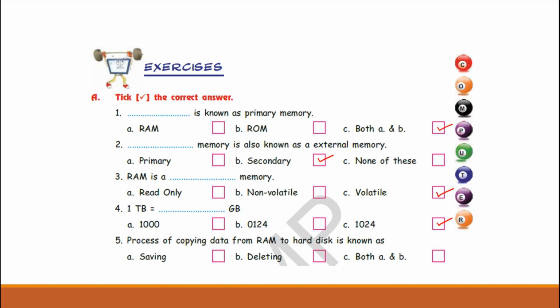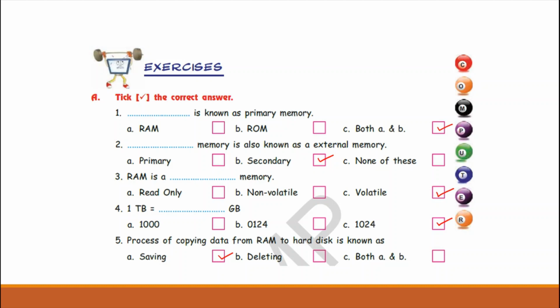Number 5, process of copying data from RAM to hard disk is known as? You have been given 3 options: saving, deleting, or both saving and deleting. Children, the right option is saving. Process of copying data from RAM to hard disk is actually known as saving.